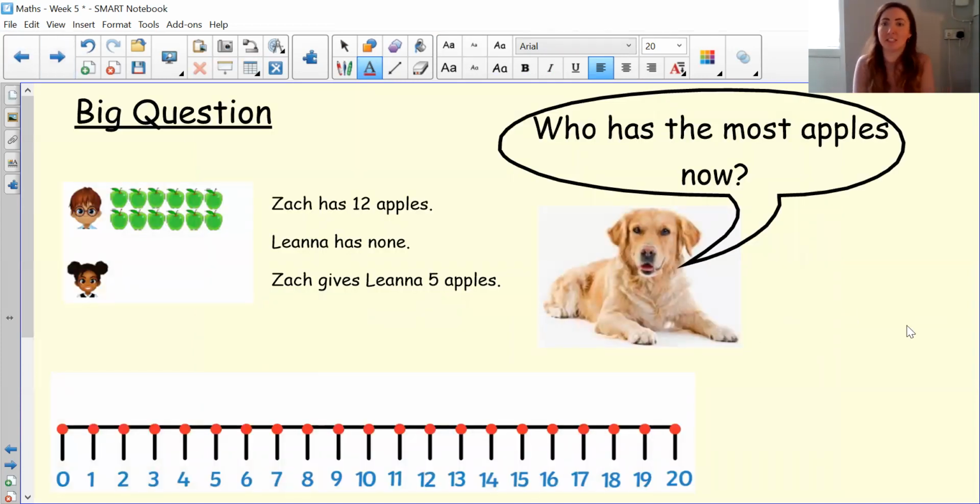Okay, so Stevie's big question today is asking who has the most apples now? So what's the question? Zach has 12 apples. There they are. Leanna has none. Zach gives Leanna 5 apples. So who has the most apples now? Pause here to have a think.